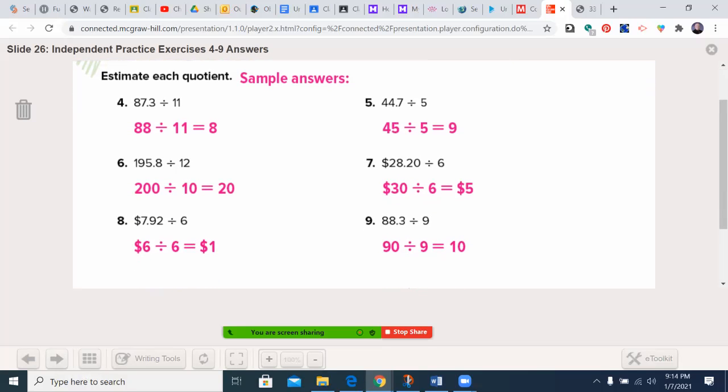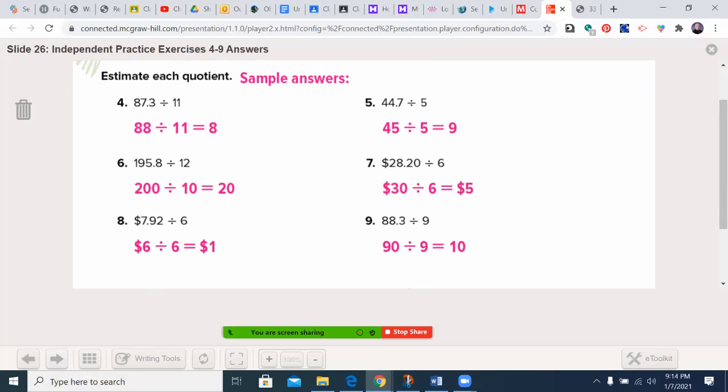Welcome back. Let's see how you did. Here's some sample answers. They did go with 88 divided by 11 is 8. The other option would have been like 90 divided by 10. Number 5, 44.7 divided by 5. I need something that 5 goes into evenly. 45 is pretty close to that. Because remember, anytime 5 goes in anything ending in 5 or 0, 45 divided by 5 is 9.